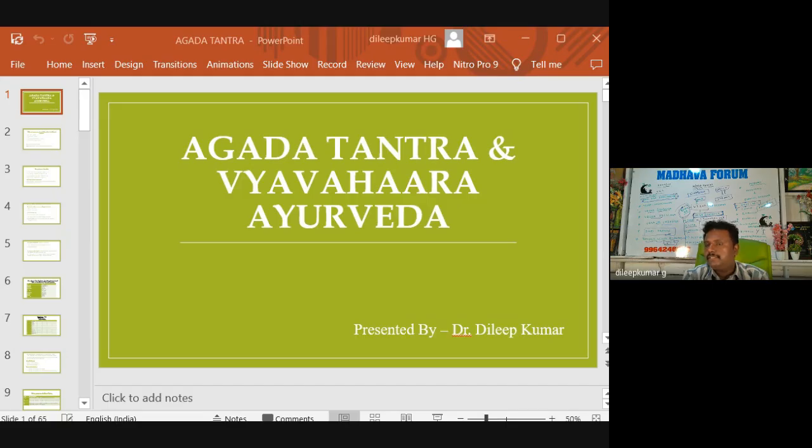For Deepana Pachana, we gave 4 Chitrakadivati and 4 Shankavati along with Yavani Kashaya. We tried to wake up the patient and make him take these medicines. After 45 minutes, he got loose motion. After the first loose motion, his consciousness came back up to 80%. After the second and third loose motion, he became normal.